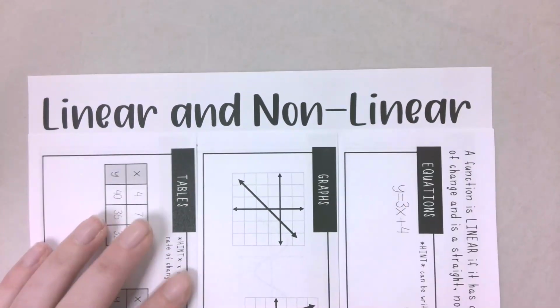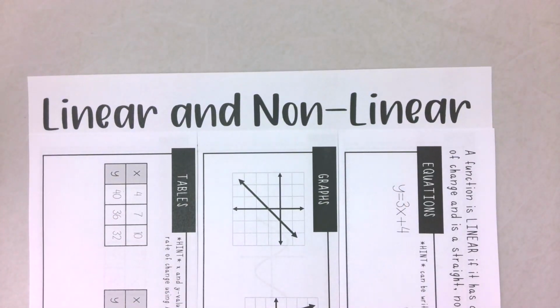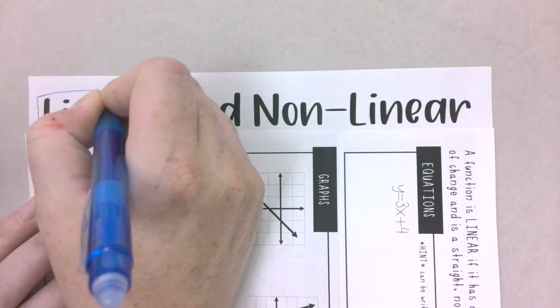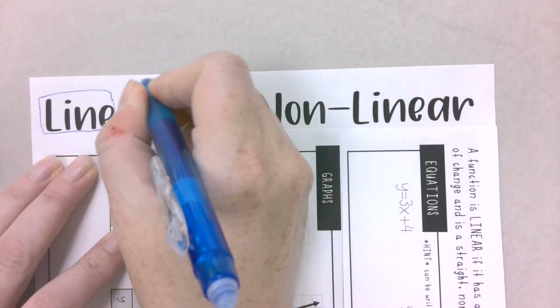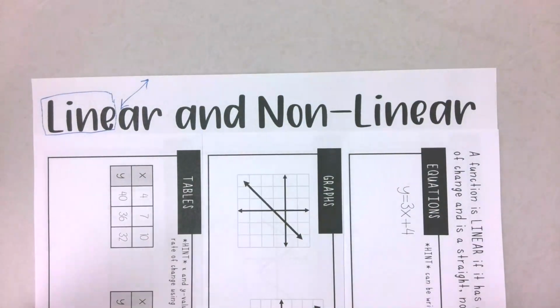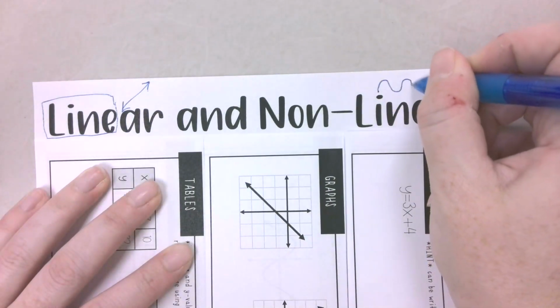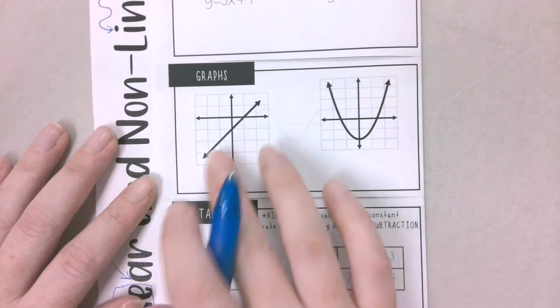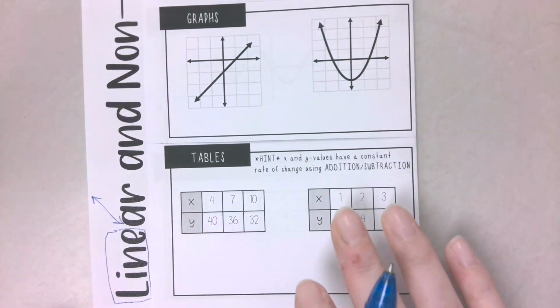What word do you see in linear? Hopefully you remember you see line. So linears are straight lines. Nonlinears would be anything else that's not straight. Today we're going to explore what it looks like in equations, graphs, and tables. Graphs you probably already know, but these two will probably be a little different for you.